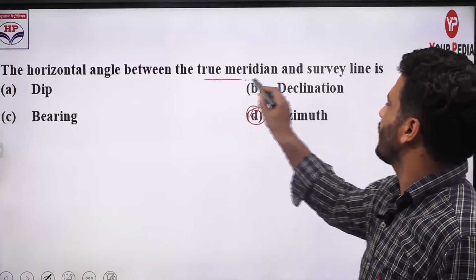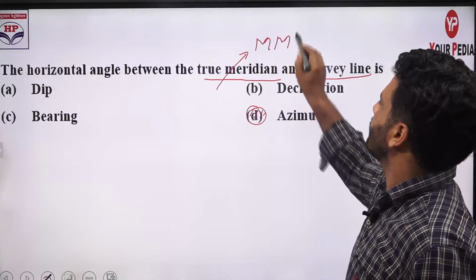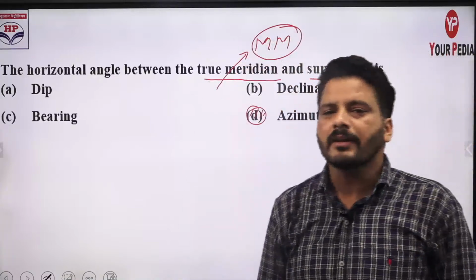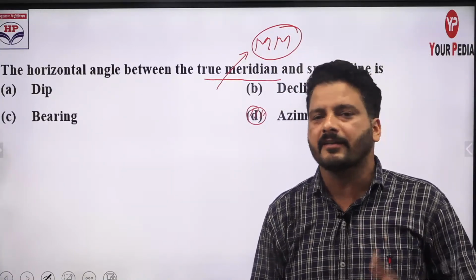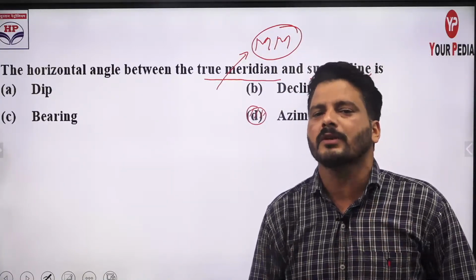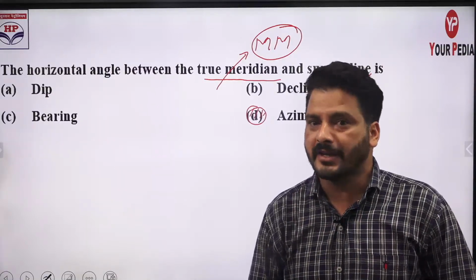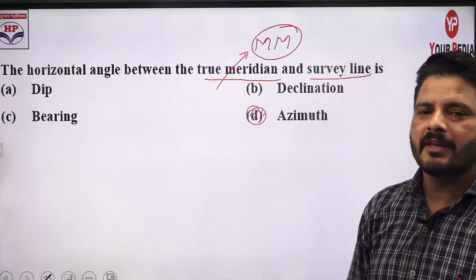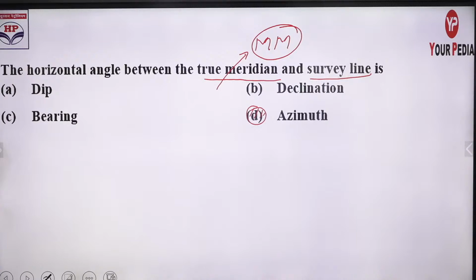Again, here is a true meridian and survey line. Suppose here it is written as magnetic meridian. So what is magnetic meridian? The line joining magnetic north and south is the magnetic meridian, and if you calculate the angle between a particular line and that magnetic meridian, it is known as your bearing. So the answer will be option C. Bearing is basically a horizontal angle measured with respect to the magnetic meridian, and with respect to the true meridian it is your azimuth. Fine. Please report the answer in the chat box also.